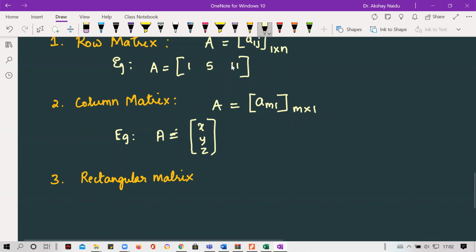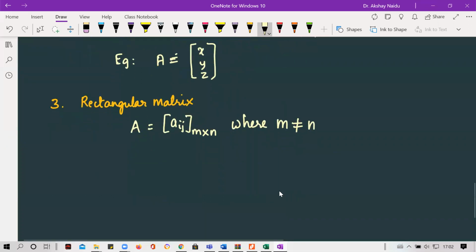See the notation, the way I'm writing. A is Aij, of order m by n, where m is not equal to n. The number of rows is not equal to the number of columns. That is a rectangular matrix.